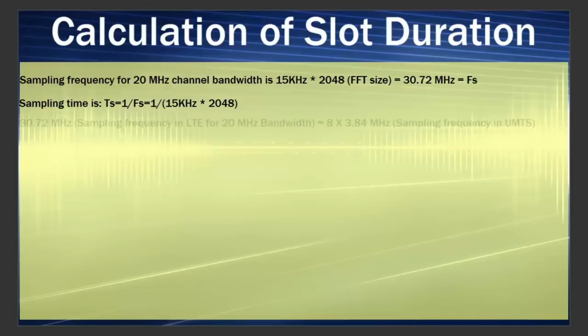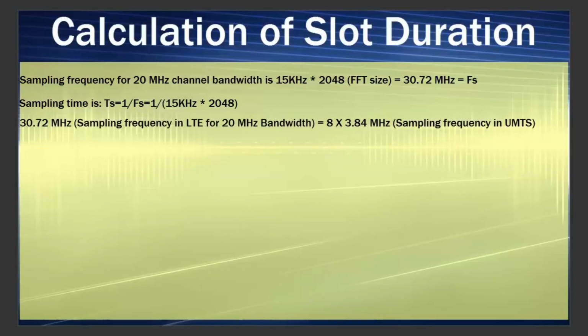Note, sampling frequency 30.72 MHz is 8 times the sampling frequency used in UMTS, which is 3.84 megachips per second. It has been done to maintain backward compatibility with UMTS.